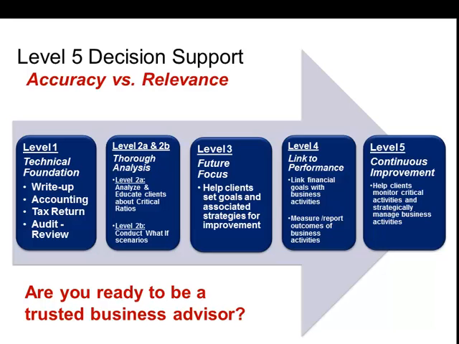So this is a continuous loop. We start at Level 1, technical foundation. Level 2, what do those numbers really mean? What do we need to do to improve them? Level 3, what are our big picture goals? Level 4, how do we get to those goals?